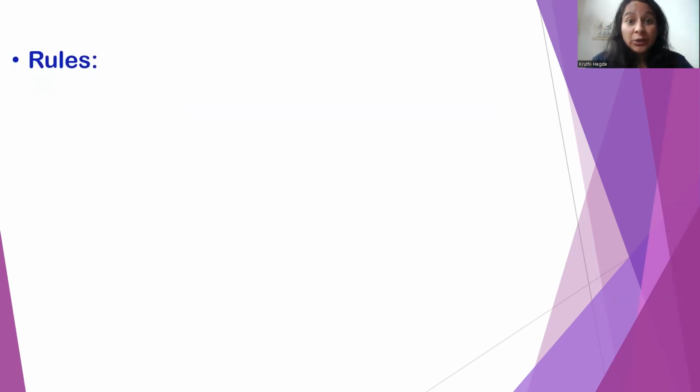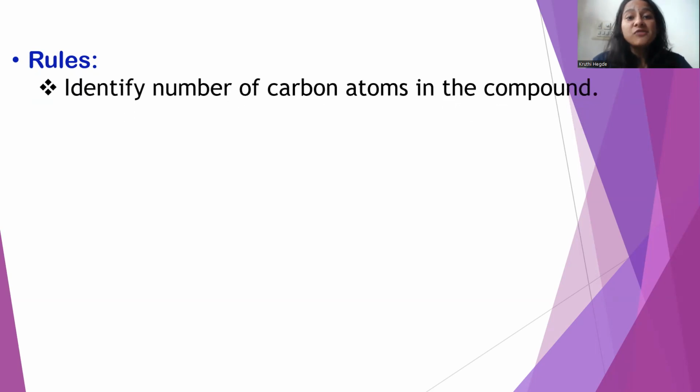So, coming to the rules given by IUPAC, first one, identify the number of carbon atoms in the compound. When any carbon compound is given, first we should find the number of carbon atoms. Dear children, here I will tell you the rules first, then we'll go with the examples. Then it becomes easy for you. But you need not learn the rules by heart. You should understand the rules.